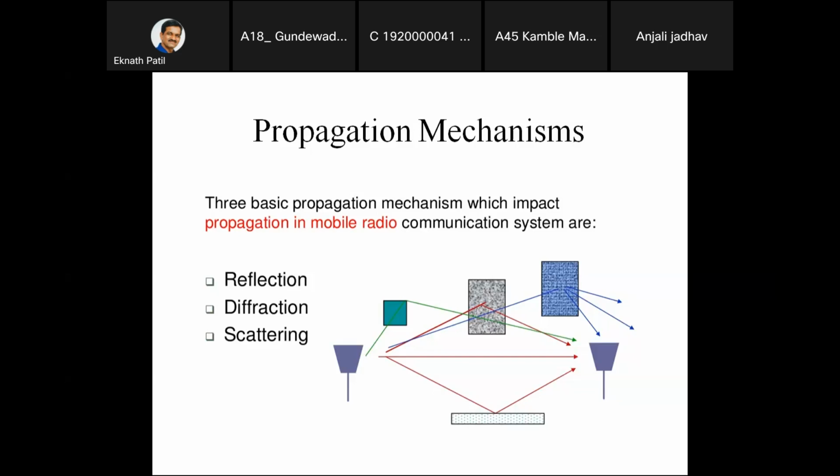Reflection is complete reflection of the waves from that obstacle. Diffraction is where the waves pass through, but the energy content in them goes on reducing. And scattering depends on the type of area; accordingly the scattering will be.